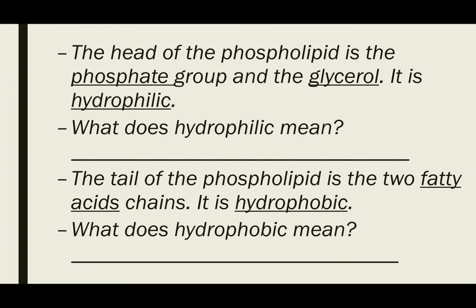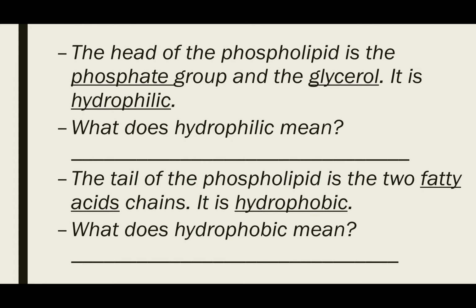And it says here the tail of the phospholipid is those two fatty acid chains. And what does hydrophobic mean? Well, that means that it hates water or that it's scared of water. So the tails of your fatty acid chains there, the phospholipid tails, don't like water. This is really important because we just said that water goes through the membrane. So how am I going to get it all the way through if part of the membrane, the head, likes the water, but the tails hate the water?